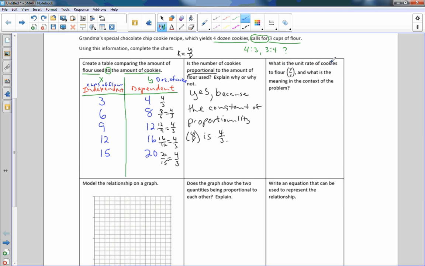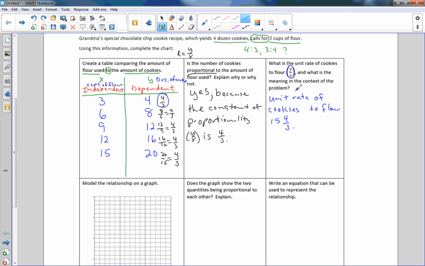What is the unit rate of cookies to flour? For example, y over x. Well, we've already done that. It's right here. Y over x reduced to the greatest. So, what is the unit rate of cookies to flour? Unit rate of cookies to flour is 4 over 3.